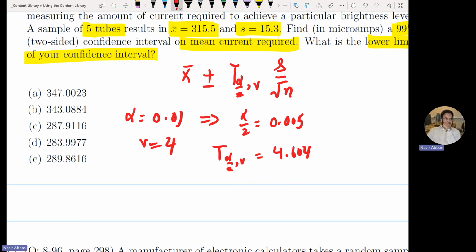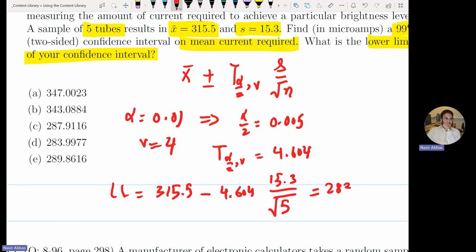What is the question asking you for? The lower limit of the interval or the upper limit of the interval? Lower limit. So the lower limit is X bar. Let me put the values. 315.5 minus 4.604 times 15.3 over square root of 5. And this will come out to be equal to 283.9977. Which corresponds to option D. Any questions?